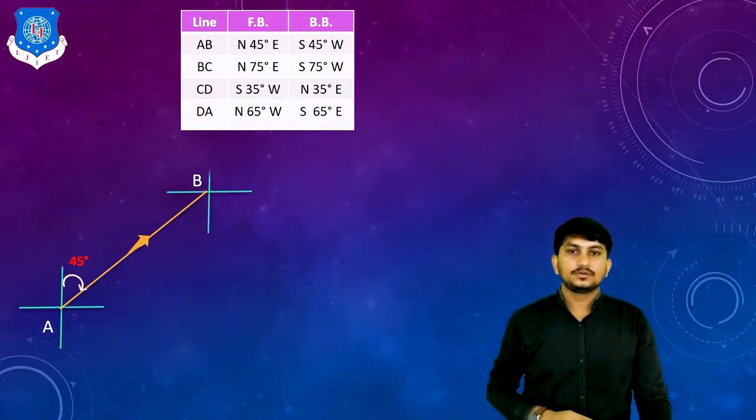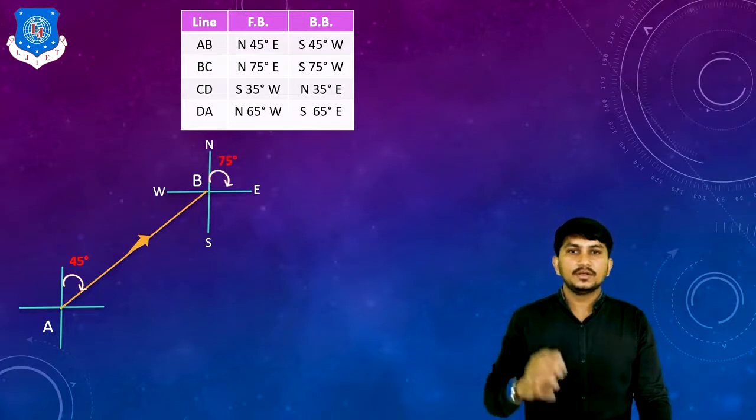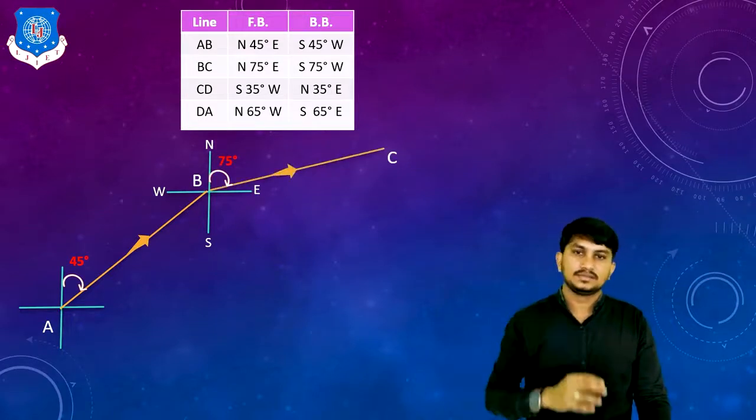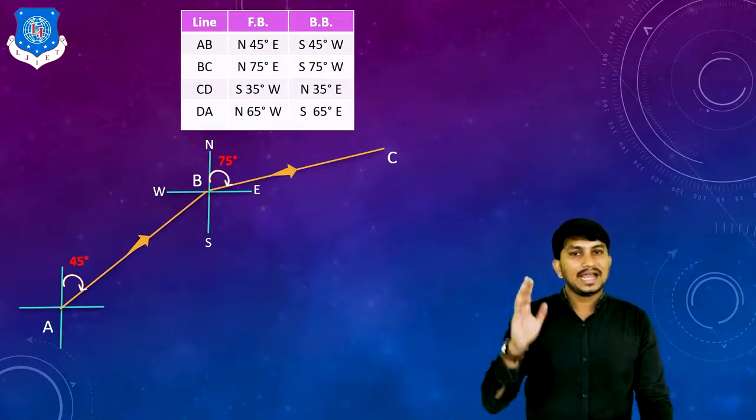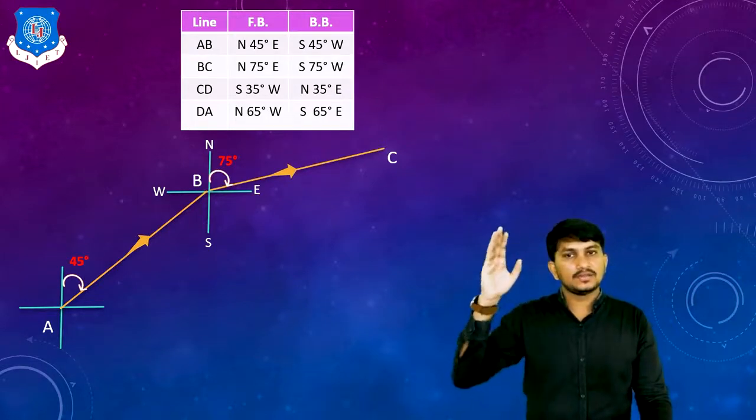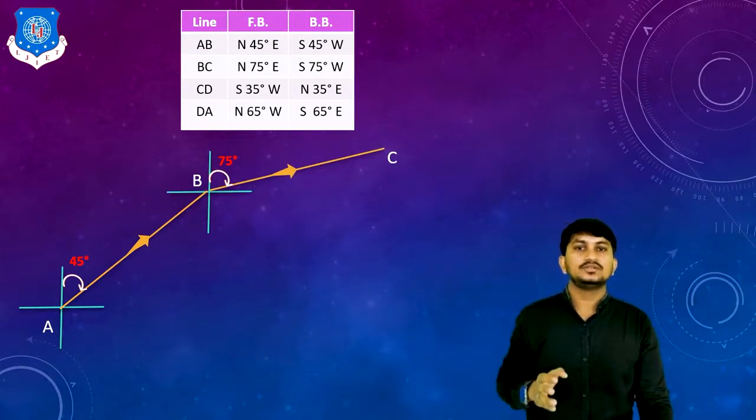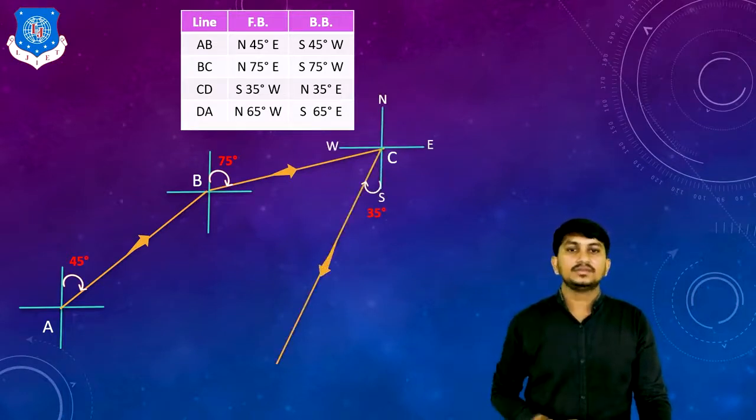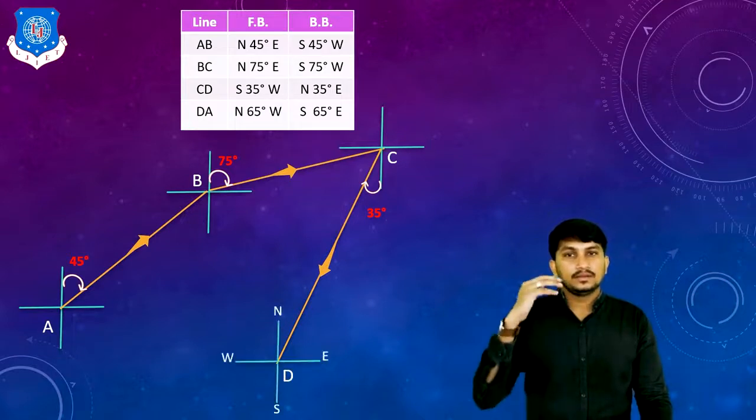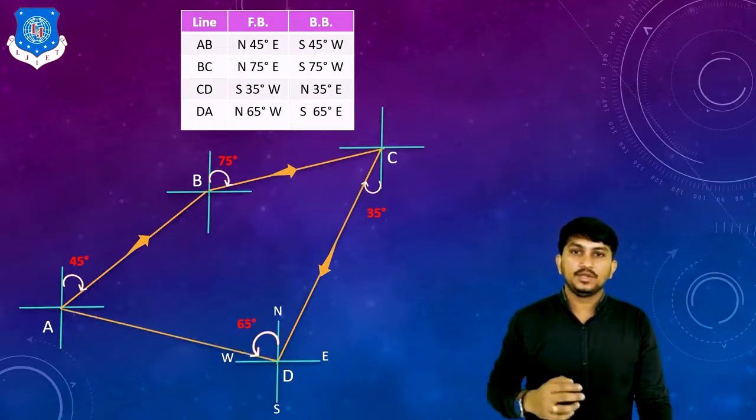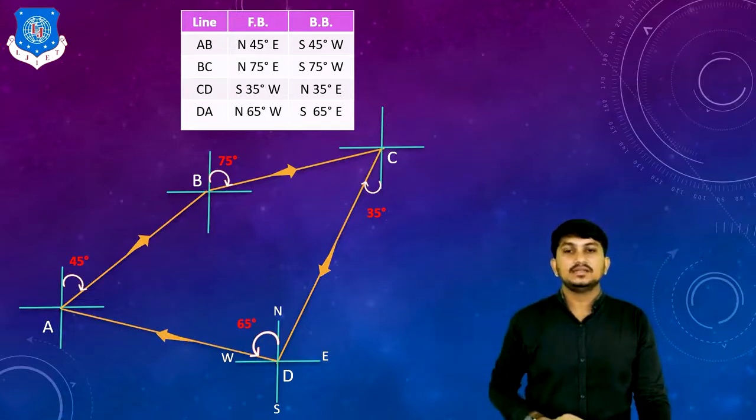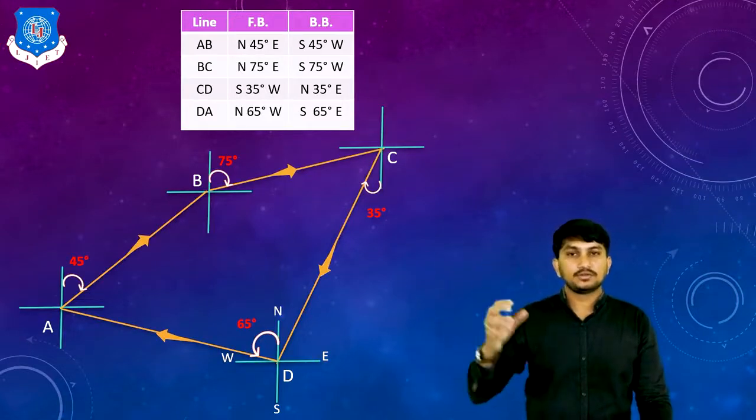To draw line BC, we refer to fore bearing of line BC, which is north 75 degree east. To draw line CD, we refer to fore bearing of line CD, which is south 35 degree west, like this. This is the line CD. To draw DA, we refer to FB of DA, which is north 65 degree west, like this. This is how the traverse can be drawn.